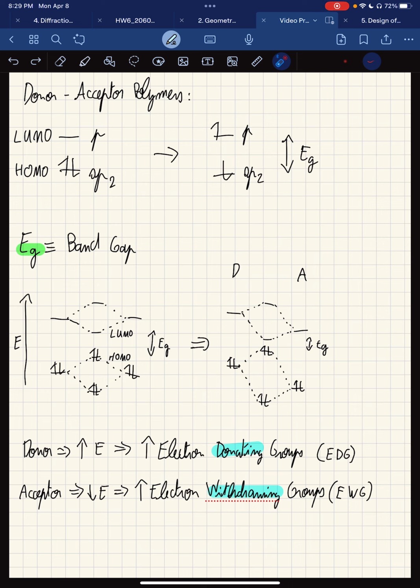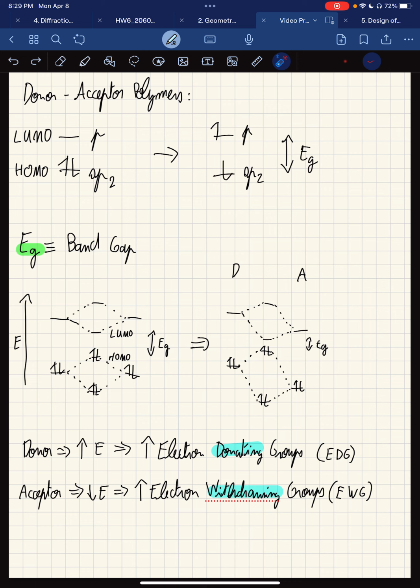To do so, we have the donor-acceptor system, in which a polymer will have a donor section and an acceptor section. The donor section will be noted by higher orbital energies with our higher HOMO and higher LUMO, while the acceptor will have lower LUMO and lower HOMO. This will create a smaller band gap if we compare simply to here.